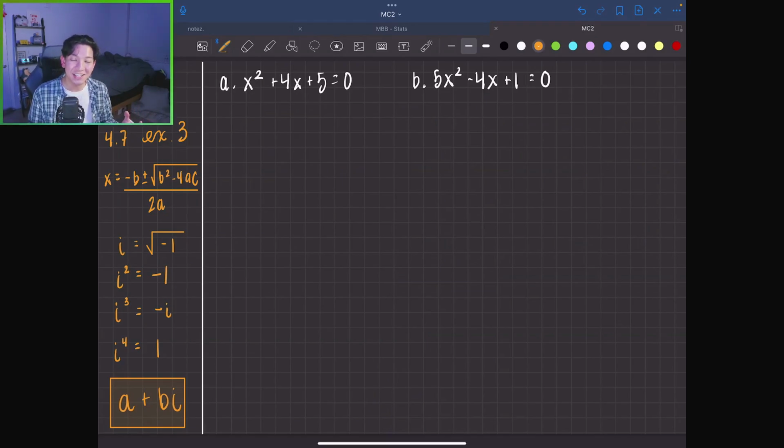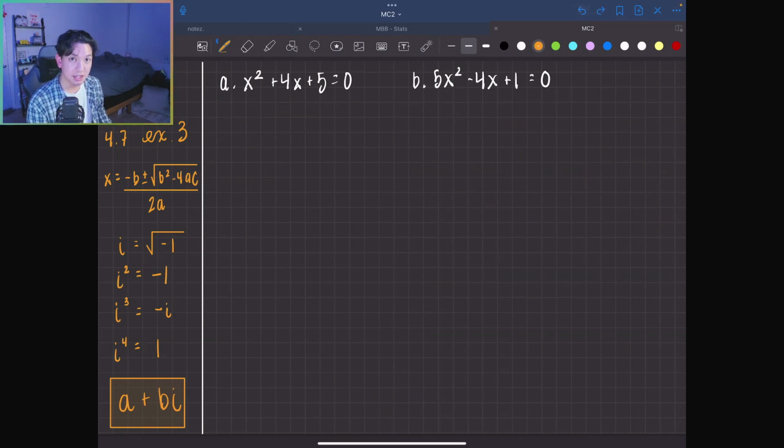All right, the last thing I'm going to teach you for today is how to find complex solutions. When we say complex solutions, it generally means that there's probably going to be an imaginary number in the solution. Okay, so let's go ahead and try out a couple of different methods. Let's take a look at A.